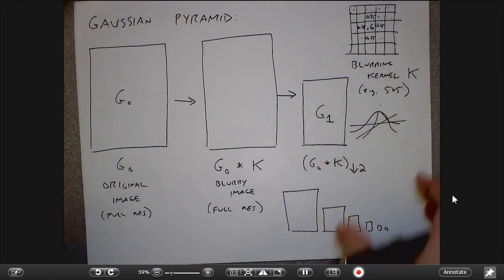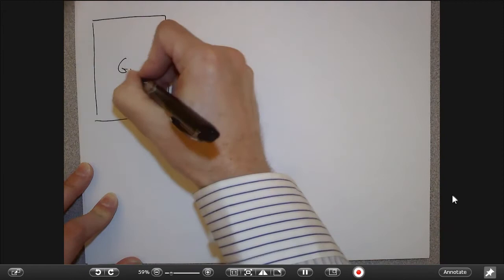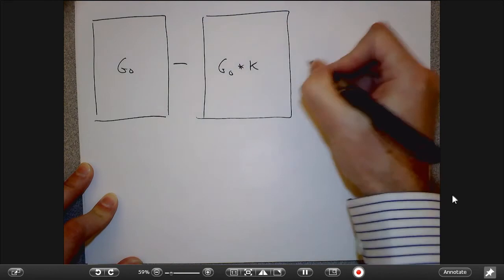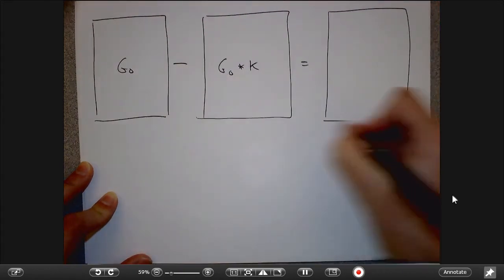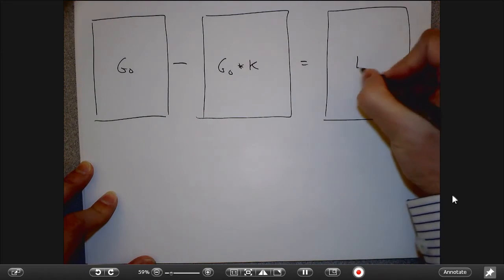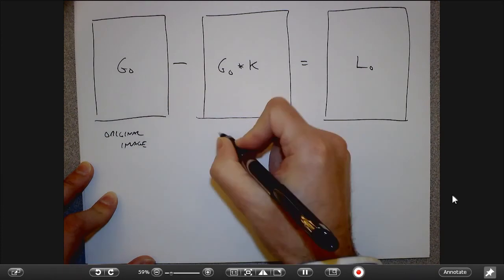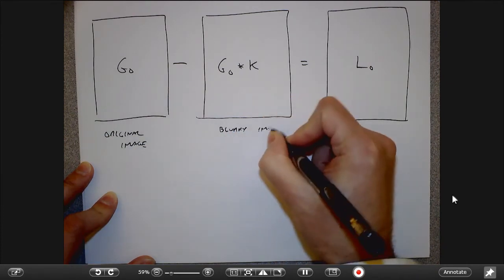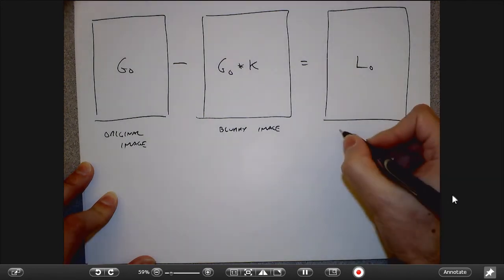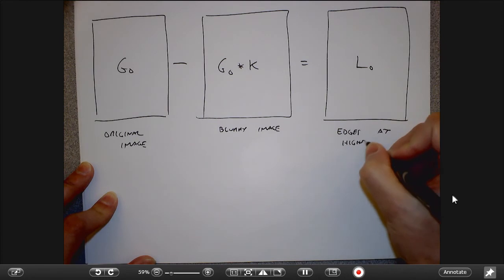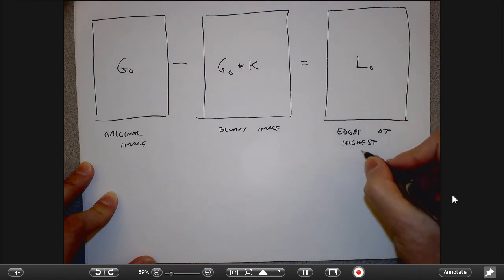And actually, maybe I should just do a MATLAB example just to show you, but I just want to do it on paper for a second. So basically, if I look at this guy minus this guy, what I get is an image that I'm going to call L0. So again, this is the original image. This is the blurry image. And then this is the edges at the highest resolution.